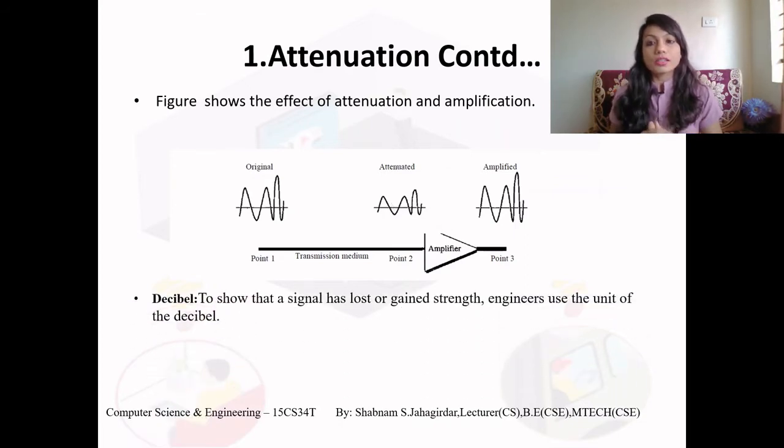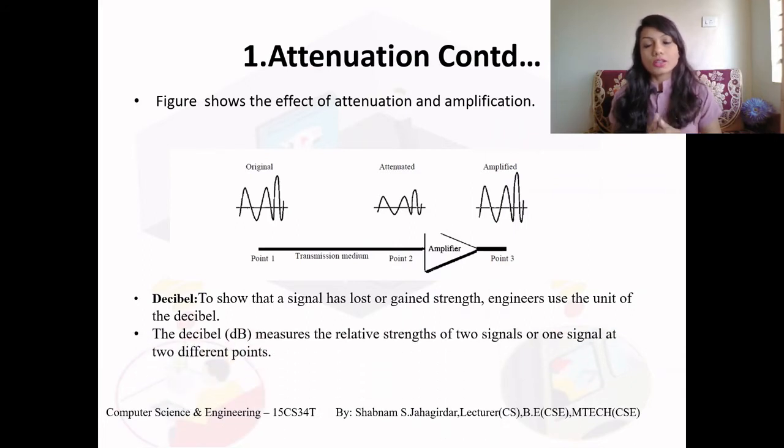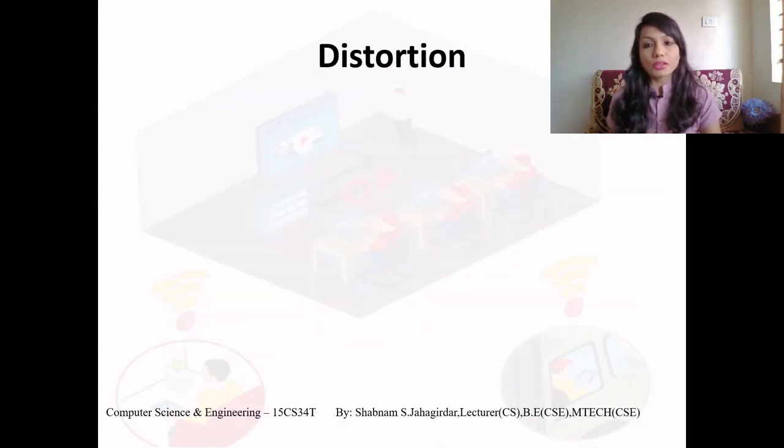And to measure the signal lost or gained, that is the strength of the signal, we use a unit called decibel. Okay, it is also written as dB. It measures the relative strength of two signals, or one signal at different points.